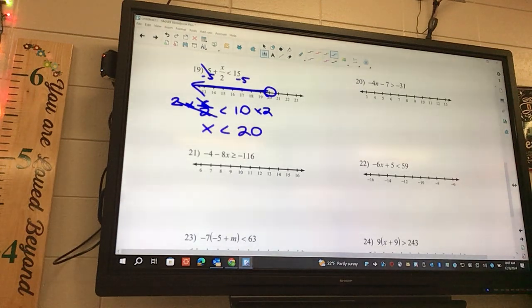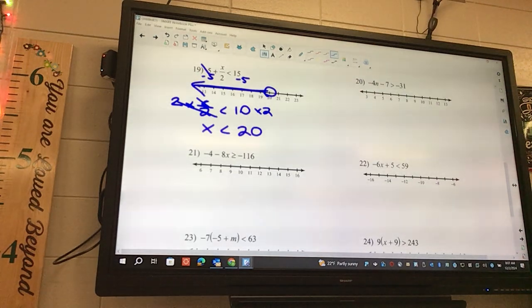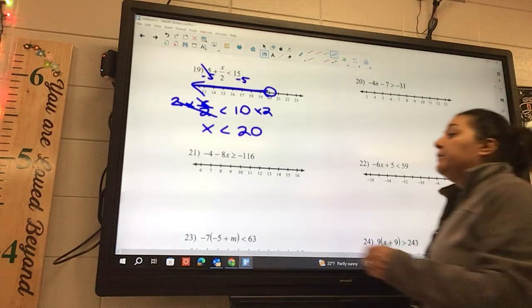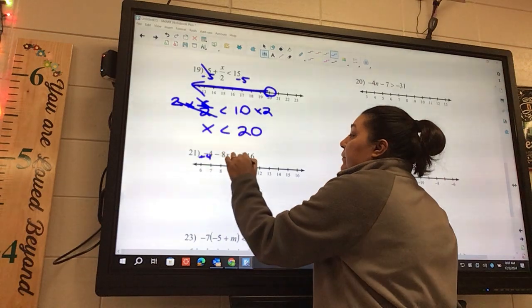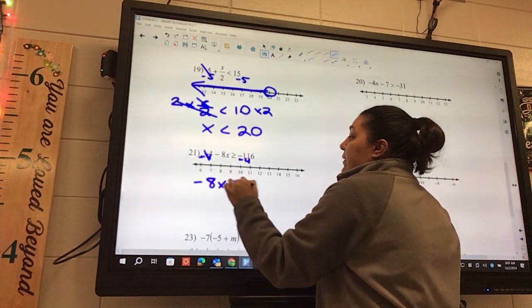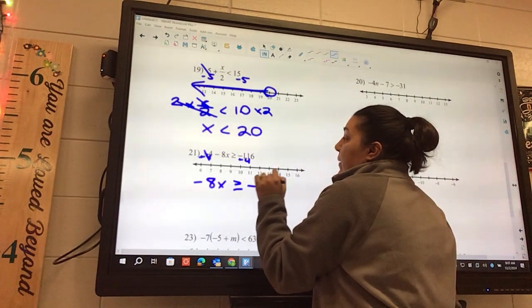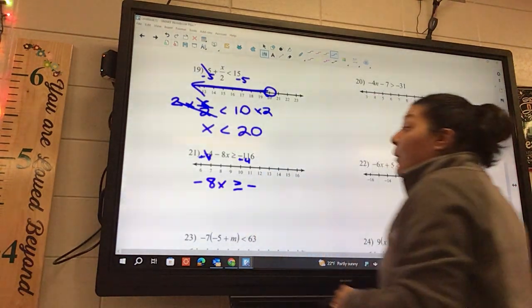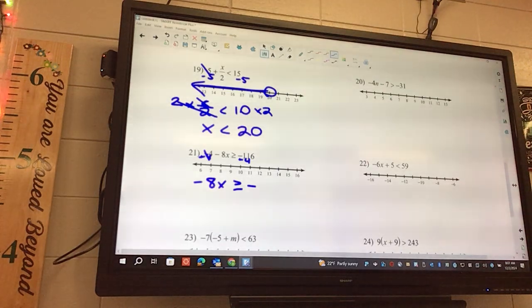Okay, 21. Who is the babysitter? Negative 116. Who is the kid? Negative 4. Who's the couple? 8 and X. So I need to move the kid first. How do I move the kid? Add 4. So I'm going to get negative 8X, and it's going to be negative what? Negative 112.